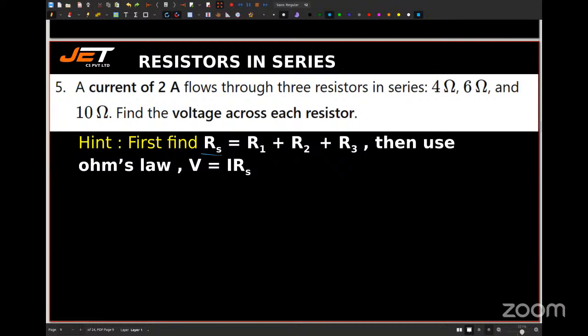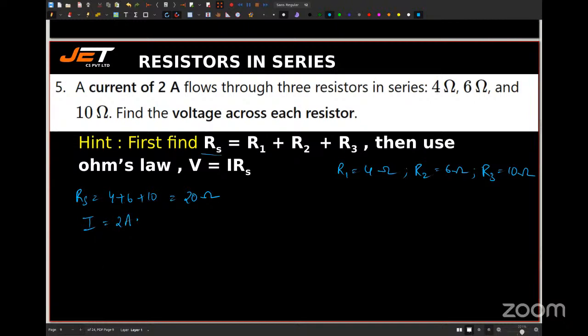So how do you find out voltage across each resistor? Okay, so first we need to find out the total resistance that we have. Rs is equal to, so here R1 will be equal to 4 ohms, R2 will be equal to 6 ohms, R3 will be equal to 10 ohms. So Rs will be 4 plus 6 plus 10, that will be equal to 20 ohms, right?